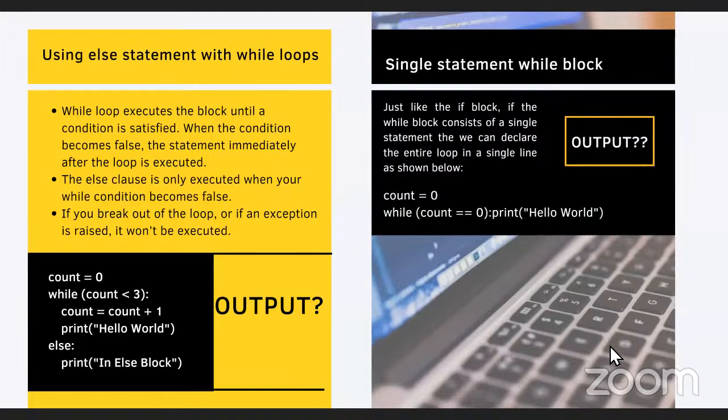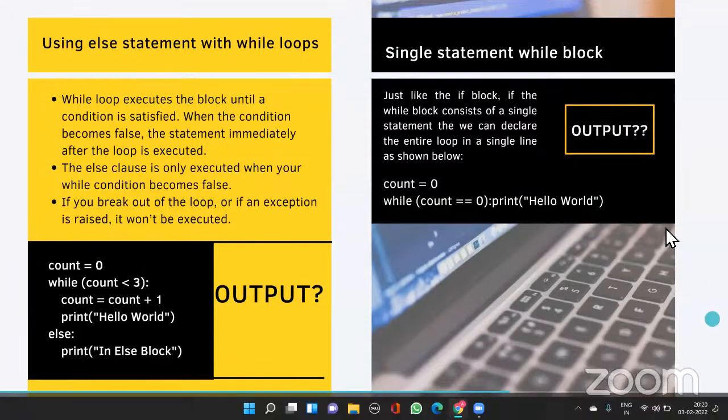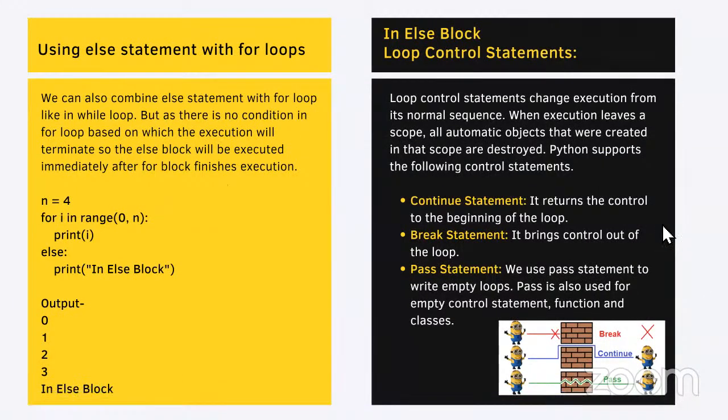Next slide, please. Now comes for else. Just like while else, now we are doing for else. We have initialized n to 4. We are going from 0 to 4. So what will be the value of print? Oh, you can already see the output here.